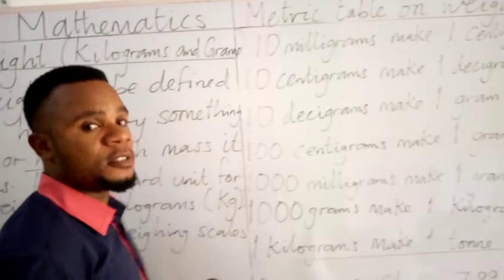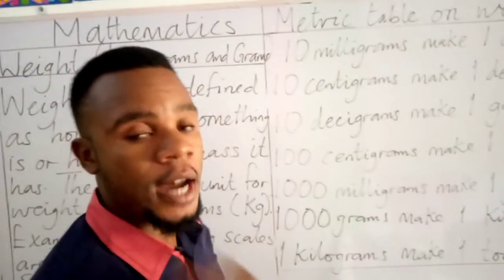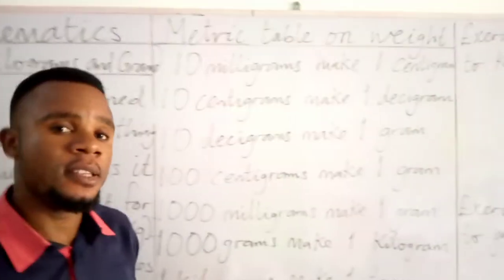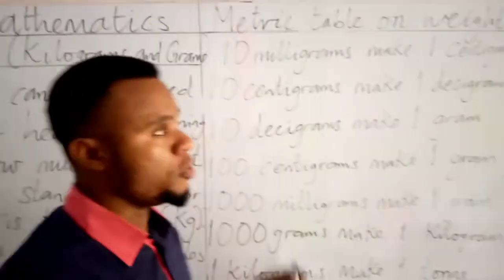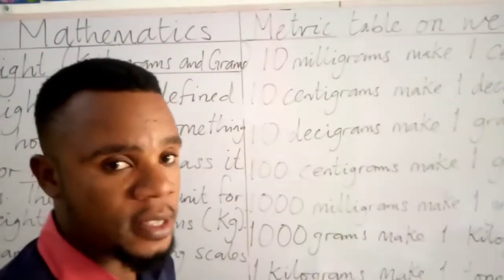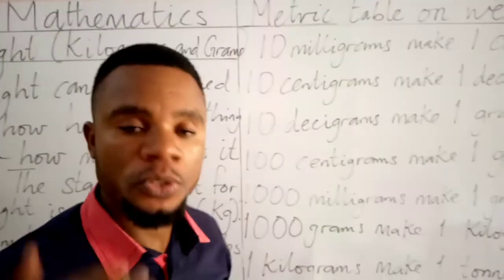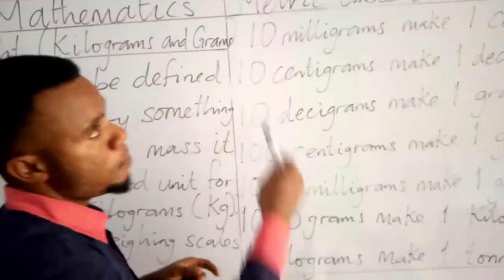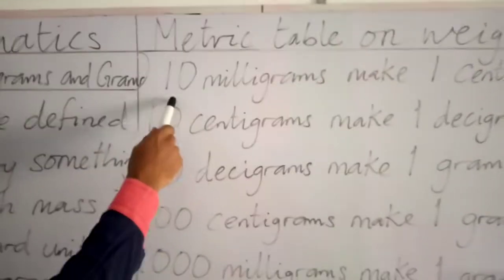Now with this, we move to the metric table on weight. How can we change different weight units from one unit to another? You need to memorize this often to be familiarized with it. You memorize it like your times table. The way you do your times table frequently, when you do that, you get used to it.